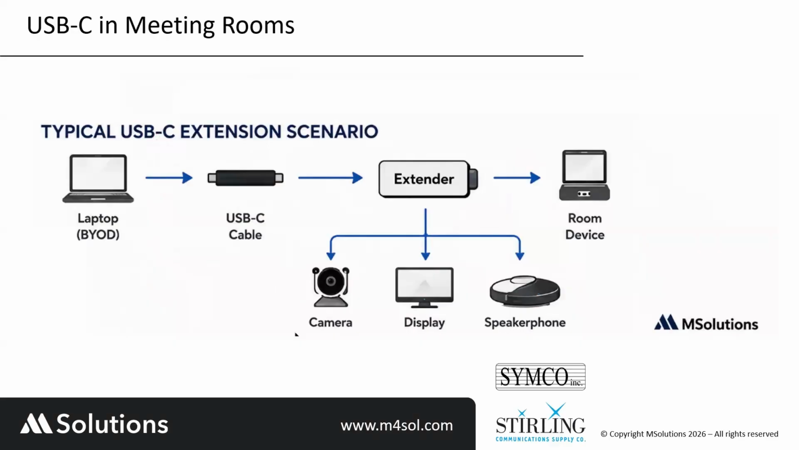This is an example of a typical modern BYOD meeting room. The user connects a single USB-C cable from the laptop to the extender. The extender then provides all the required connectivity to the room devices, including displays, cameras, speakerphone, and any other equipment which is a USB peripheral. Instead of connecting multiple cables for all the functionality I mentioned, everything is carried over a single USB-C connector. And this is what we are aiming to, okay?